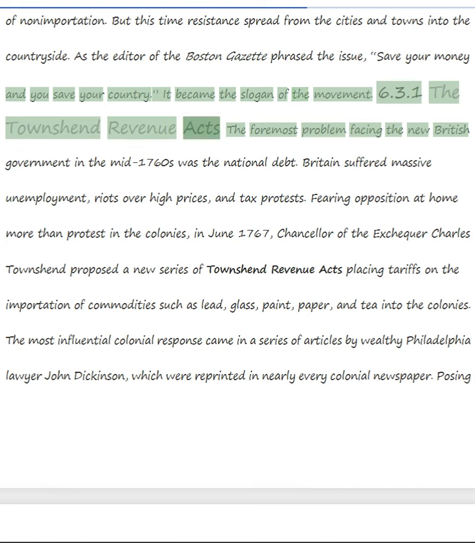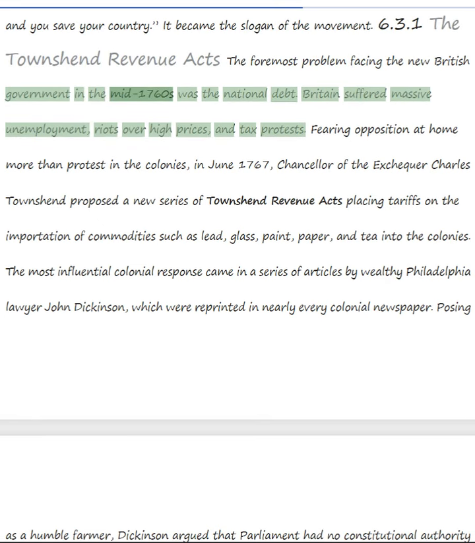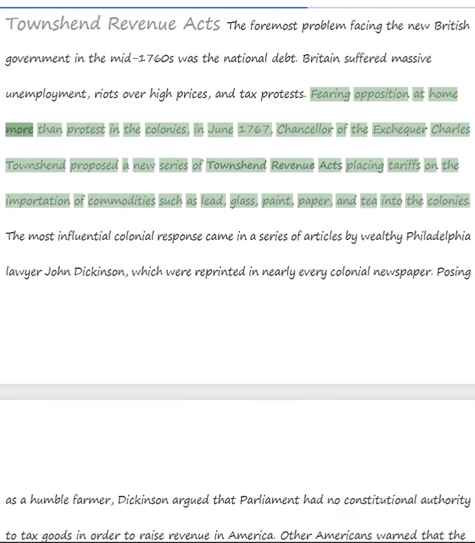6.3.1 The Townshend Revenue Acts. The foremost problem facing the new British government in the mid-1760s was the national debt. Britain suffered massive unemployment, riots over high prices, and tax protests. Fearing opposition at home more than protest in the colonies, in June 1767, Chancellor of the Exchequer Charles Townshend proposed a new series of Townshend Revenue Acts placing tariffs on the importation of commodities such as lead, glass, paint, paper, and tea into the colonies.